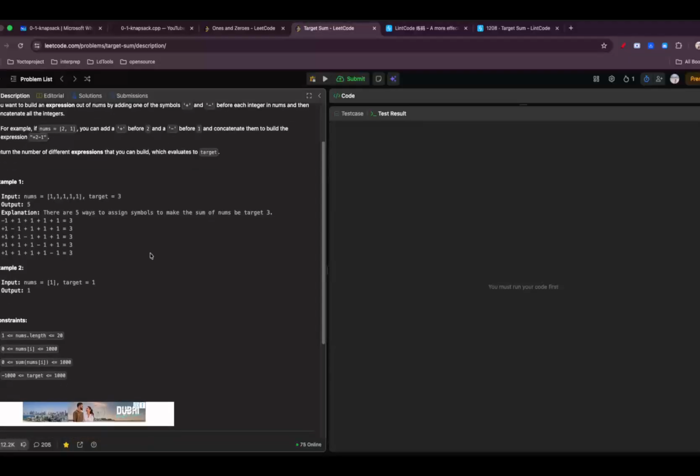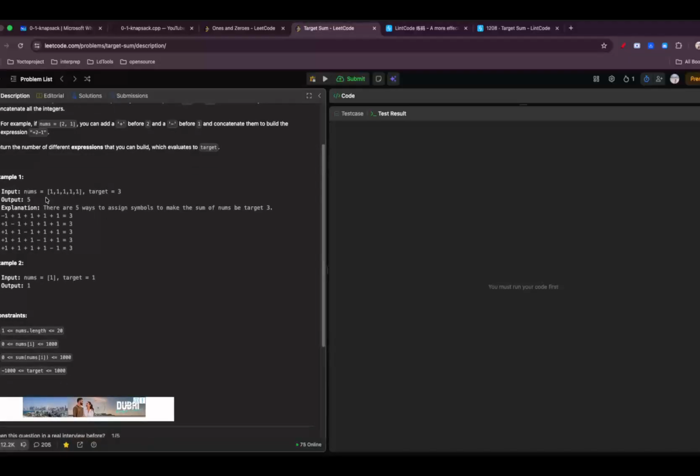Now if we see this example, here these five 1s are given to you and target equals 3. Now we need to return how many possible ways there are to attain this target. So now the thing that comes into the picture is how we can use 0/1 knapsack. It's like you are given this target, and here these numbers which are given to you.